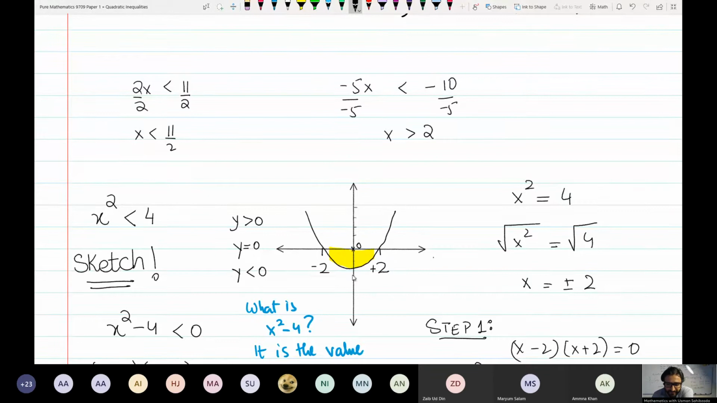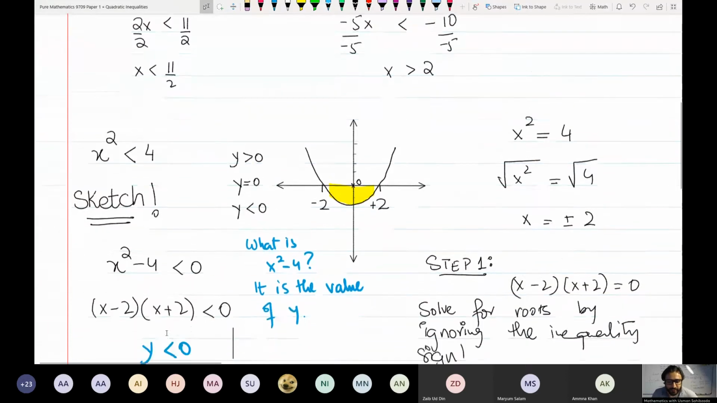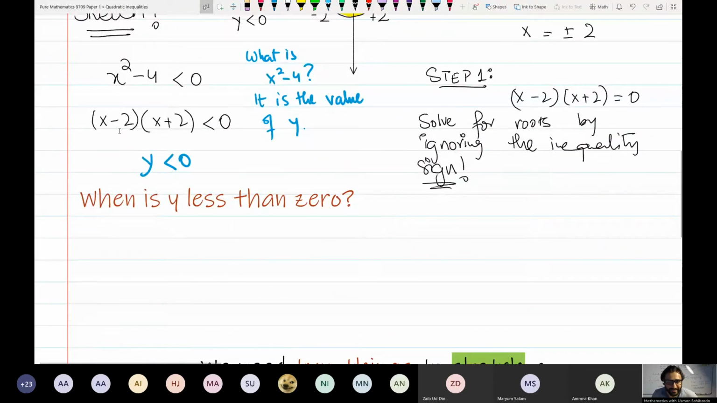और इसके नीचे क्या है? Y values negative है. What is the question? X square less than 4. You rewrote this as x square minus 4. You found x square minus 4's roots. You sketched that y curve. You sketched y is equal to x minus 2 into x plus 2. That's what you sketched. And they're saying, when is it less than 0?